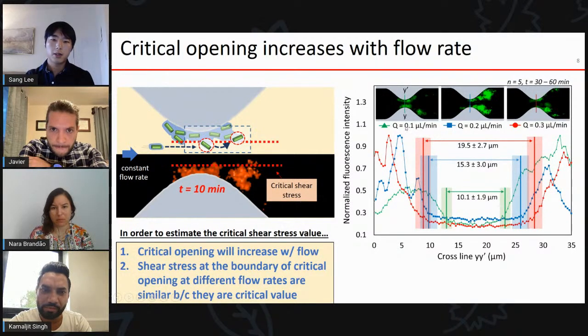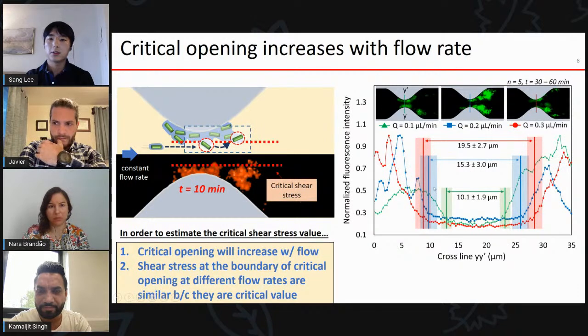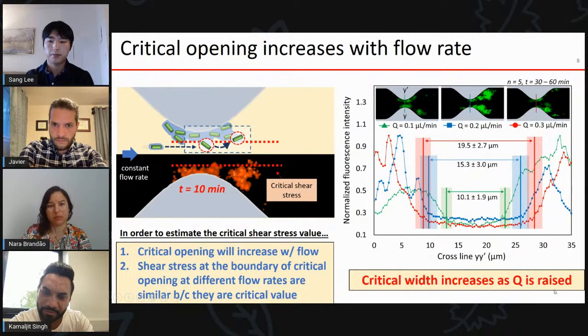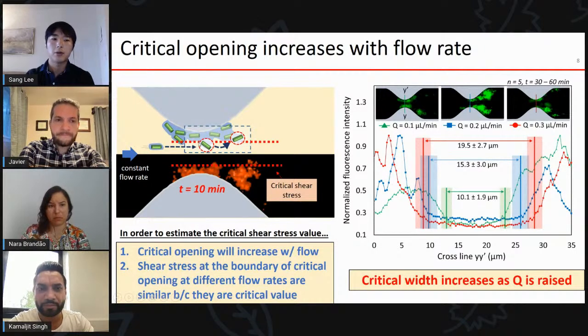We put a cross line y prime across the pore throat, and then analyzed the fluorescent intensity to estimate the critical opening width. So it shows that as we increase the flow rate, the critical opening width increases with respect to the flow rate, which confirms that our first hypothesis was true. So in order to move on to the next hypothesis, we estimated the critical shear stress at this boundary.